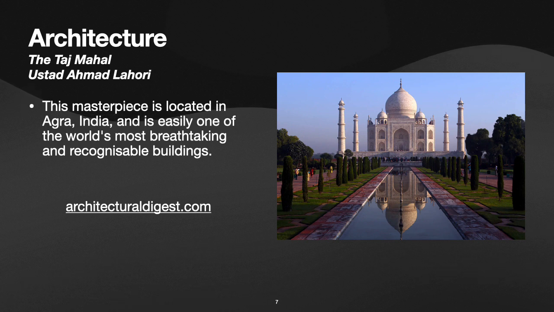We believe that the primary architect was Ustad Ahmad Lahori, also called Ahmad Mahar Lahori. We don't know for sure if he designed it, but he was in charge of construction of the emperor's projects during this period. And he constructed several monuments, including the Taj Mahal in Agra and the Red Fort in Delhi, both of which are UNESCO World Heritage Sites. That means that the UN has deemed them culturally significant to humanity, and they can't be messed with.